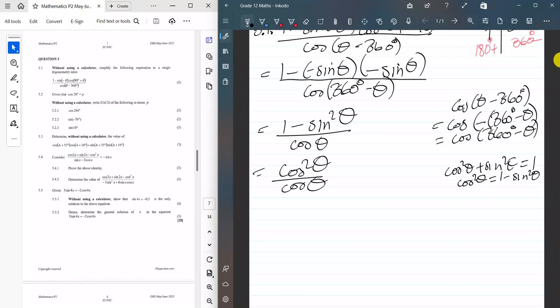Now, cos squared theta over cos theta becomes cos theta. One of the cosines is cancelled. So this whole expression is cos theta. Then we are good.